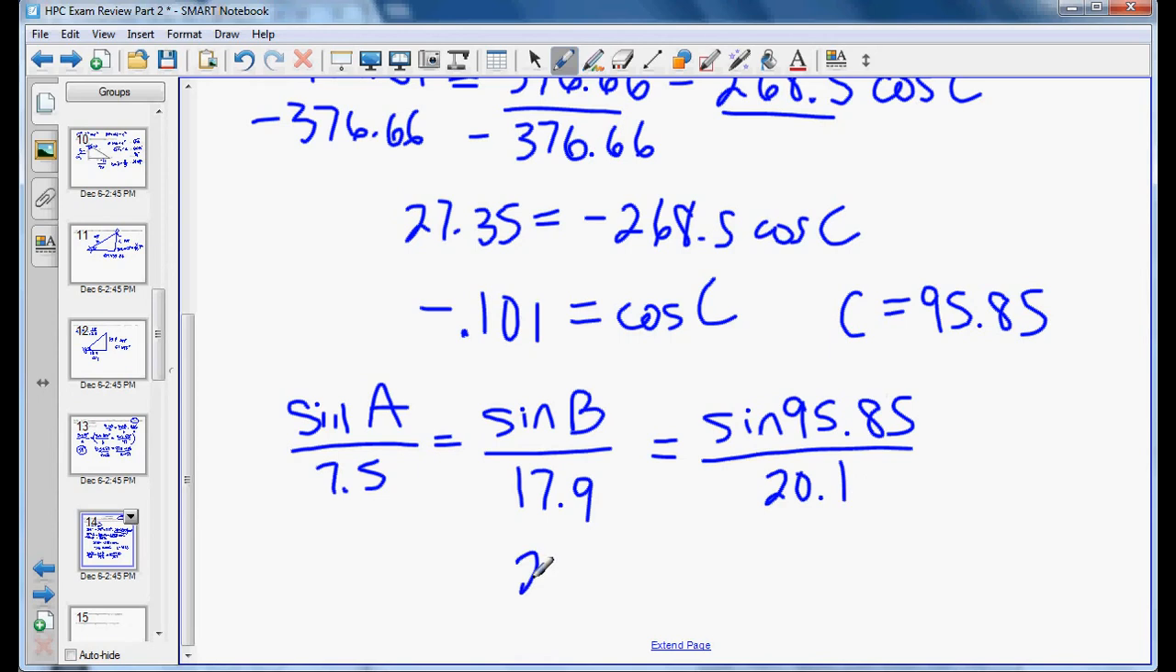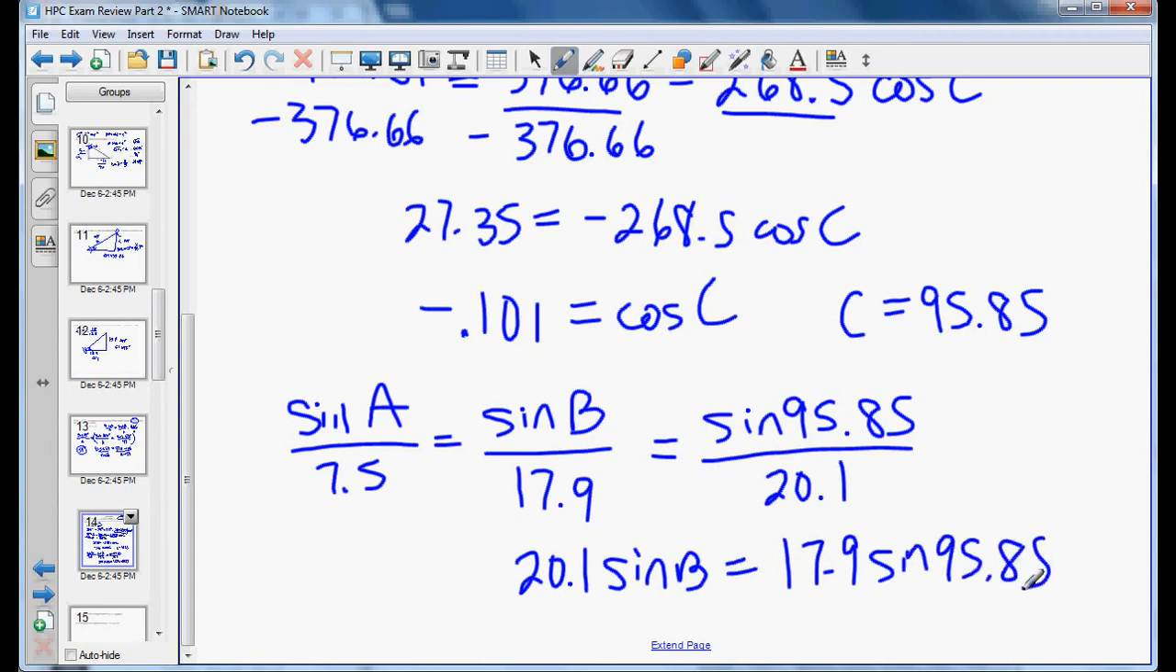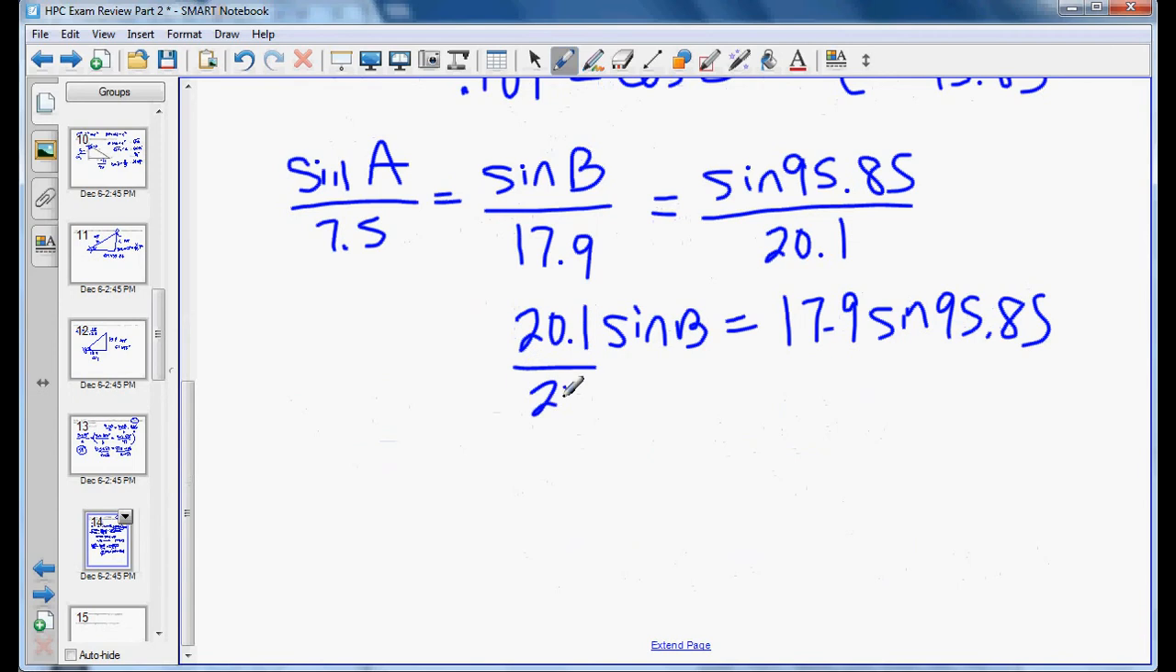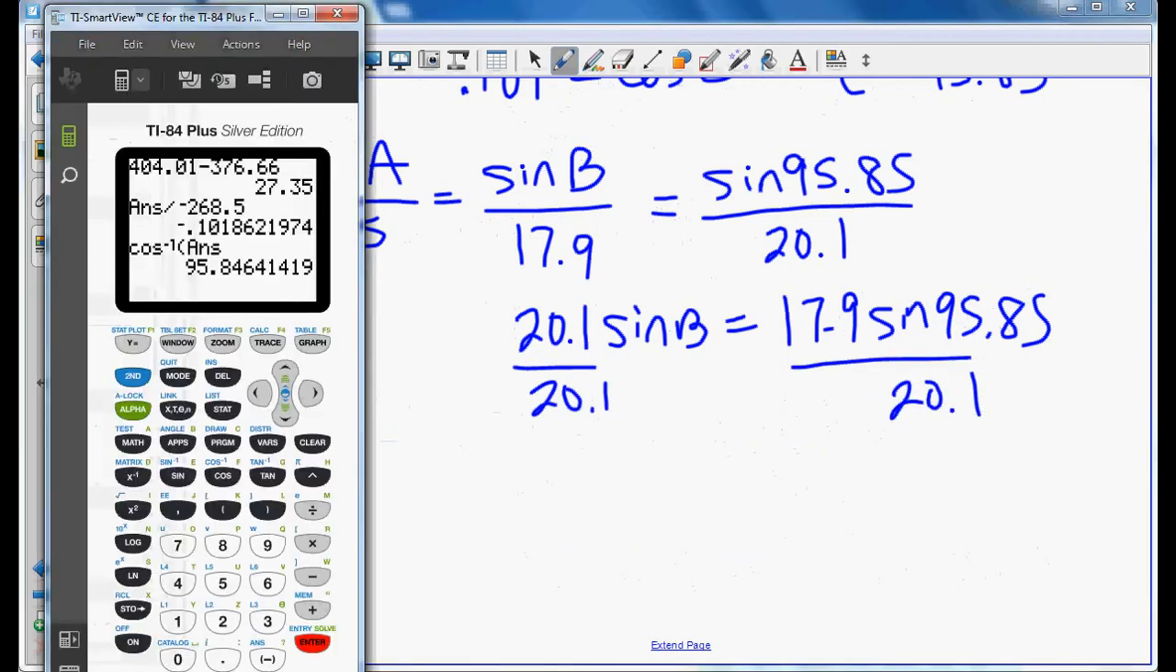So let's type all that in. 17.9 sine of 95.85 divided by 20.1 gives us that. Now that's equal to sine of B. So again, since we need to solve for the angle, we have to use arc sine of that answer. And we get 62.36 degrees.